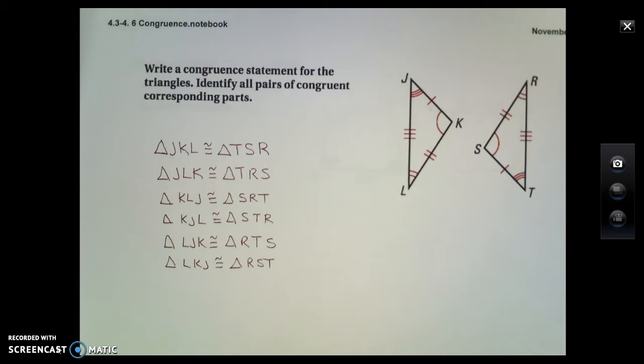show you all the possibilities of the different congruent statements you could write. So there were actually 6 different possibilities of what you could write here. While I don't expect you to ever have to write all 6, just to show you there are many possibilities of correct congruent statements here. So as long as you chose one of these 6, you're in good shape.